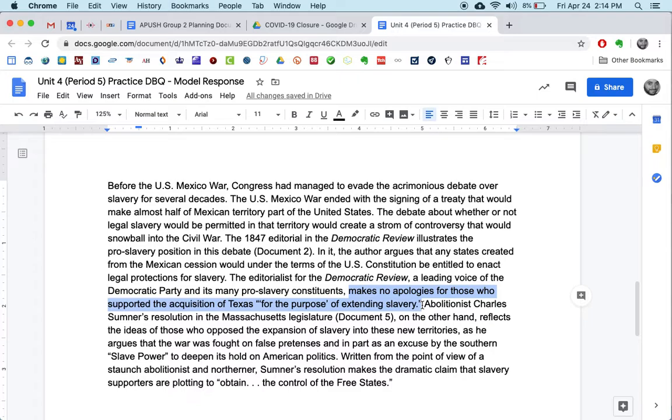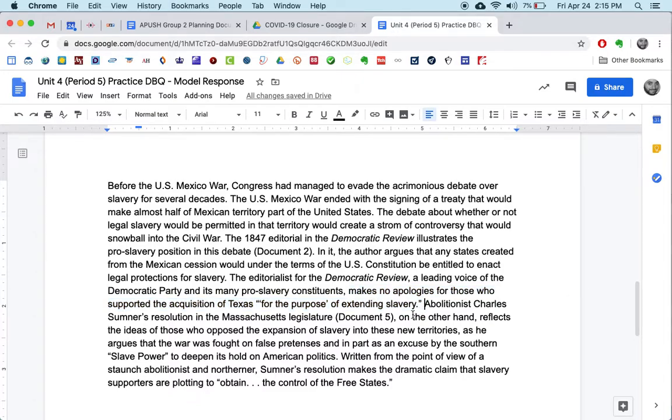The editorialist chooses to embrace the notion that the extension of American territory into the West was welcomed by people who wanted to expand slavery. For a lot of other kinds of writers with other points of view, even if they supported expansion, that might have been a touchy subject, something they'd want to avoid, something they wouldn't want to admit. But a Democrat writing in one of the official organs of the Democratic Party, which had among its readers rabidly pro-slavery constituents, makes no apologies for that. And so that's how the point of view is reflected in the language and ideas of the document.